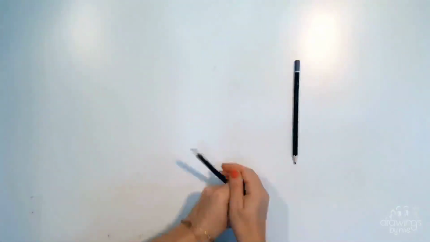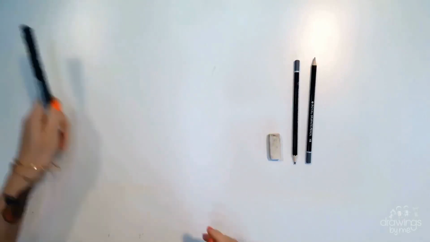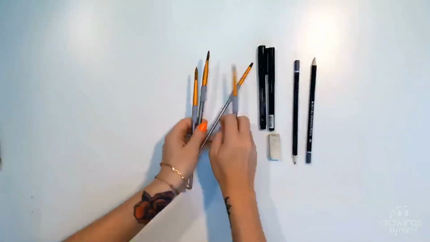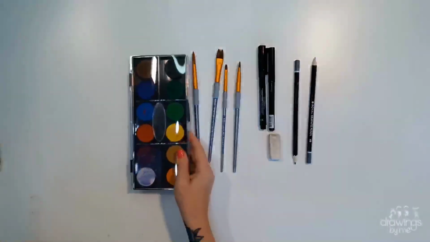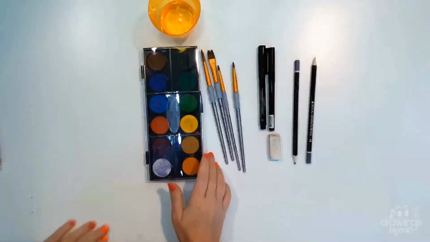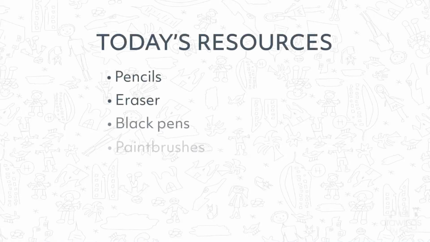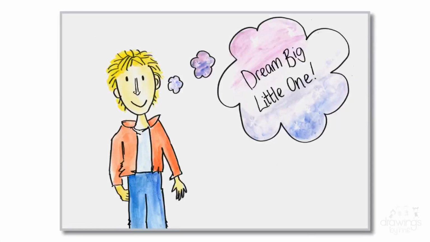Before we begin, let's take a look at the resources that we will use for this lesson. We will be using pencils and black pens for the outline, not a quill today. And then we will need a selection of paintbrushes and watercolour paint too. Don't forget your water and paper too. Today, you will be creating an illustration of your favourite Quentin Blake character. As you can see, I chose Charlie.